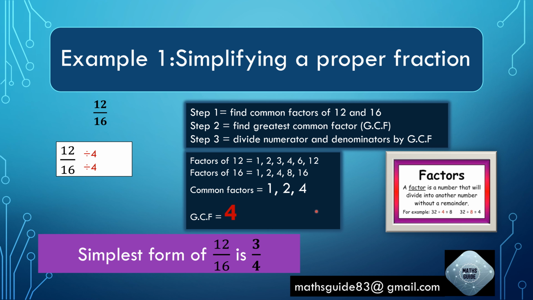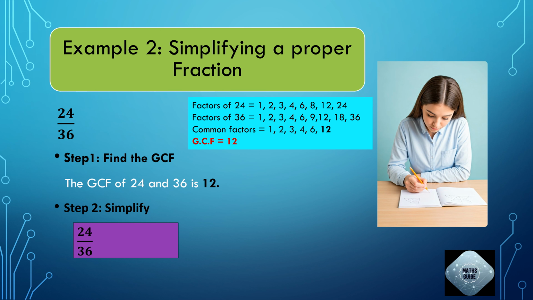In example 2, again we have a proper fraction. So as you know, first step is to find factors of 24 and 36. Then find the greatest common factor. Here our greatest common factor is 12. Step 2. Divide both numerator and denominator by 12 to get the lowest form of 24 by 36. So we get 2/3.